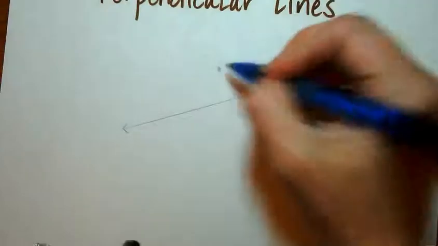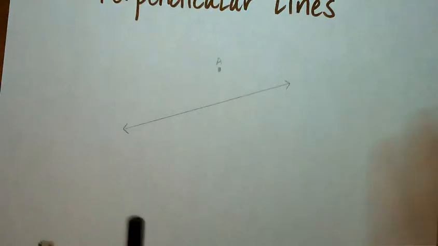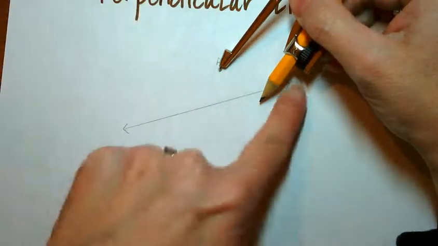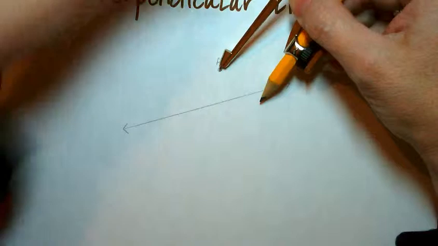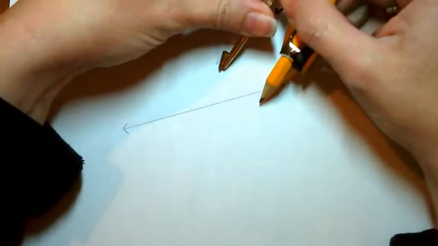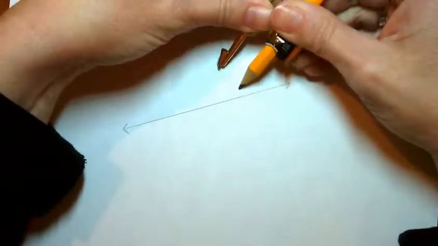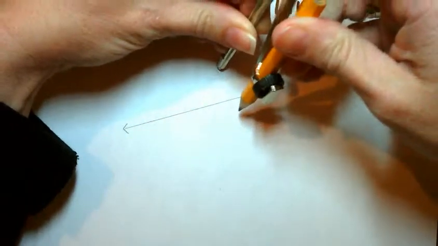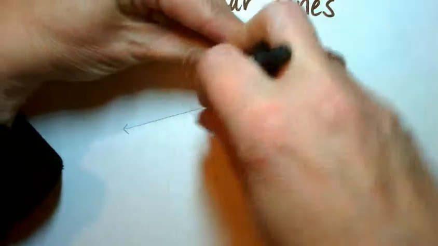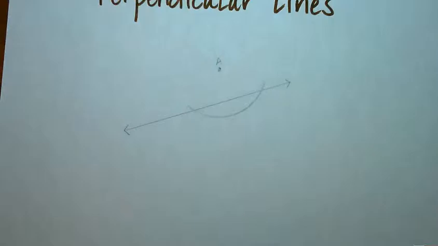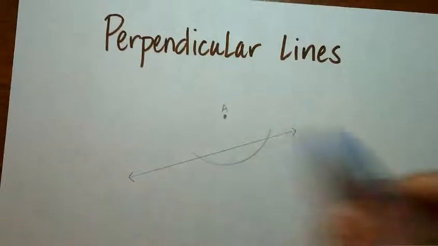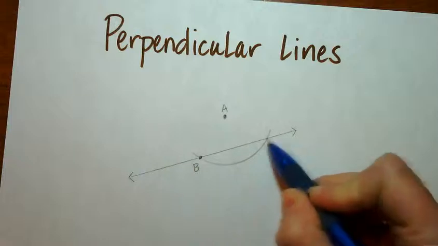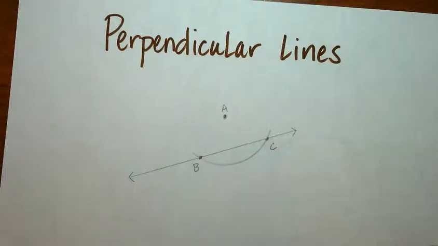And I'm going to call this point A. Starting with the point of our compass on point A, I want to make a mark that goes across this line twice. So it needs to be able to reach the line. You don't want it to be too short. So it needs to be able to cross the line. So with the point on point A, I'm going to make an arc that crosses my line at these two spots. So I'm going to now call this B and call this C.